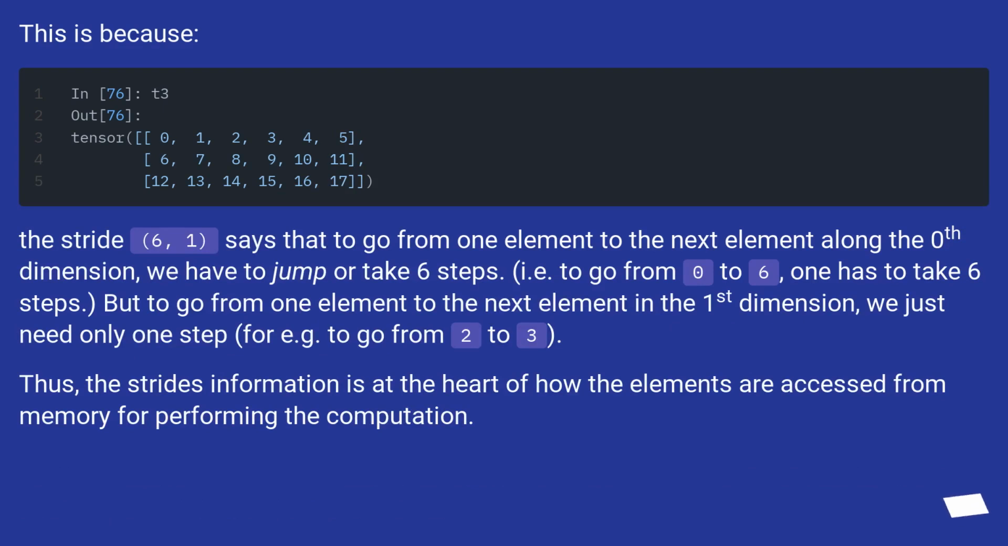the stride (6, 1) says that to go from one element to the next element along the 0th dimension, we have to jump or take 6 steps, i.e. to go from 0 to 6, one has to take 6 steps, but to go from one element to the next element in the 1st dimension, we need only one step, for example to go from 2 to 3. Thus, the strides information is at the heart of how the elements are accessed from memory for performing the computation.